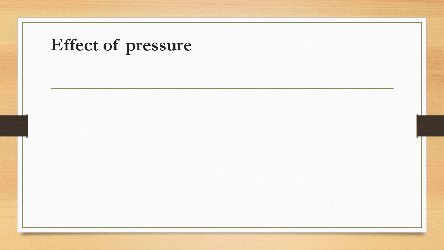Okay, now let us explain the second factor, effect of pressure. What happens if you change the pressure of the system? How does it affect the equilibrium? Okay, so I'll consider the same reaction, that is the formation of ammonia. Nitrogen reacts with hydrogen, it will form ammonia gas, like this.